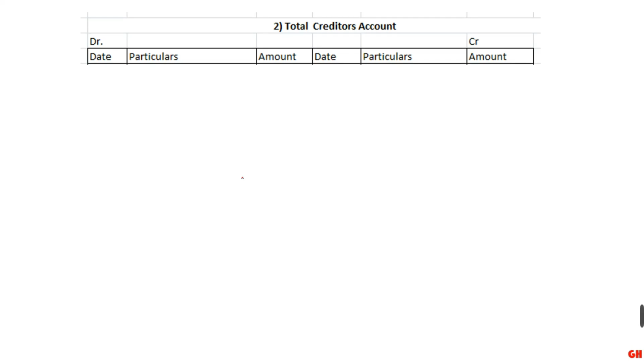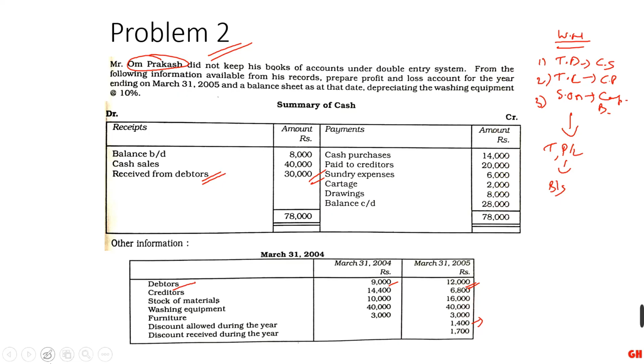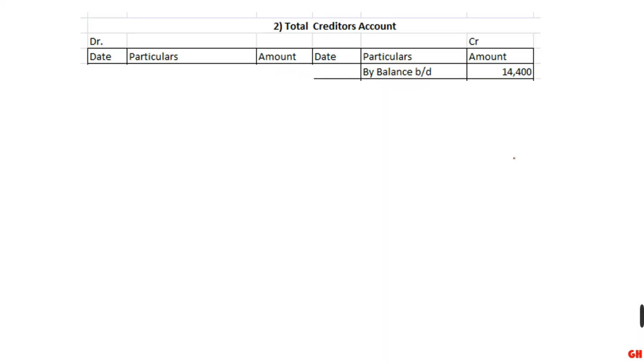Again we have to see all the information given in the problem. Here the opening balance is given, the closing balance is 6,800, paid to creditors is 20,000 and discount received during the year is 1,700. So let us see how it will come in the ledger of creditors. Here first we will show by balance brought down 14,400.